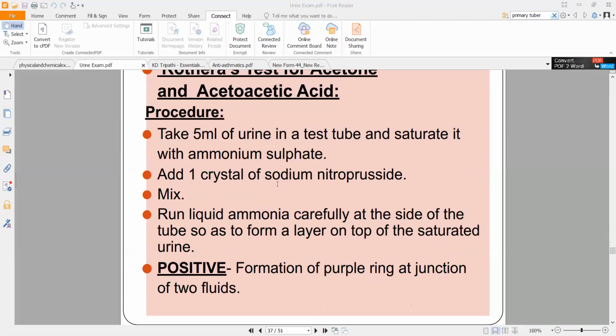If you have any doubts, let me know. Basically, that is the test, how you perform Rothera's test. You take a test tube, add a bit of urine, make it alkaline, add a little bit of sodium nitroprusside, and slowly, carefully, you put a little bit of liquid ammonia so that it will just skim the surface of your urine. It will just form a layer. As soon as that ammonia touches the solution of urine and sodium nitroprusside, if urine has acetone or acetoacetic acid, immediately a purple colored ring will be formed.